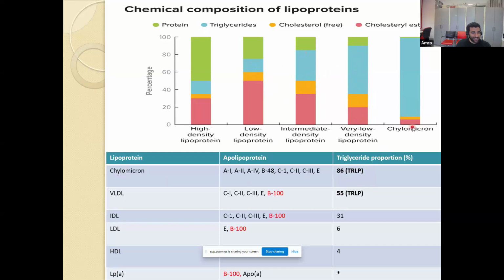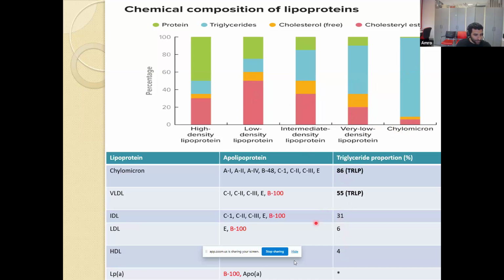and the main fats inside the lipoproteins become cholesterol esters. So you can see here proportionately the cholesterol goes up as you go from chylomicron to low density lipoprotein, and triglycerides go down. And those are the percentages of triglycerides here.